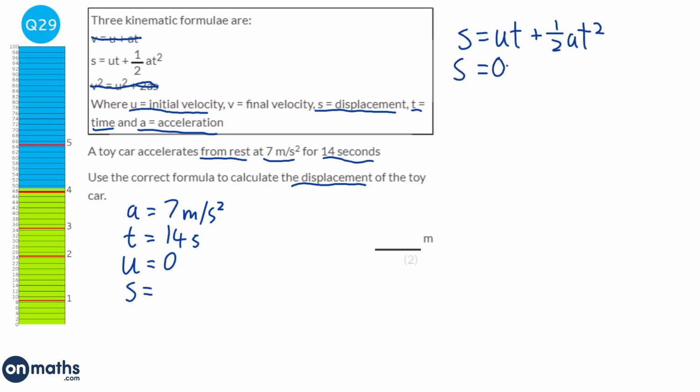u is 0, so it's going to be 0 times 14 plus half times the a, which is 7, times the 14 squared. Put that into a calculator and you get 686. So the displacement is going to be 686 meters.